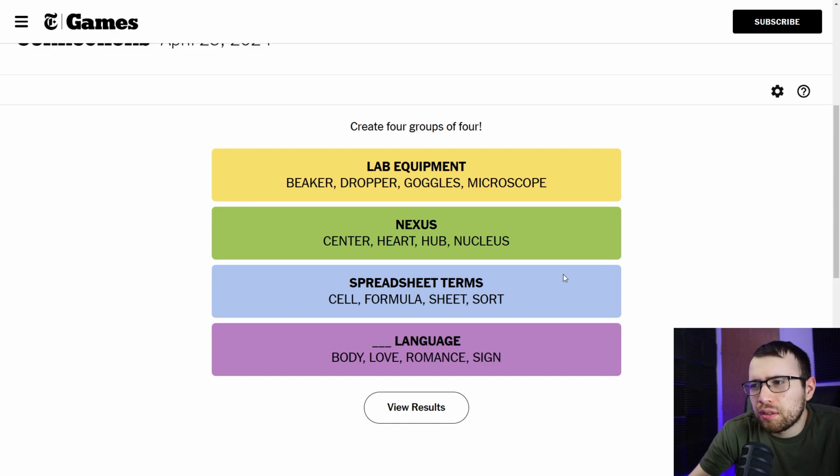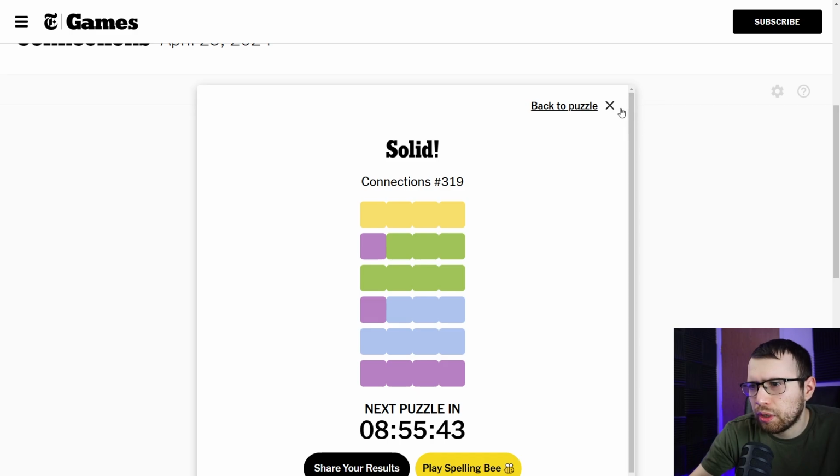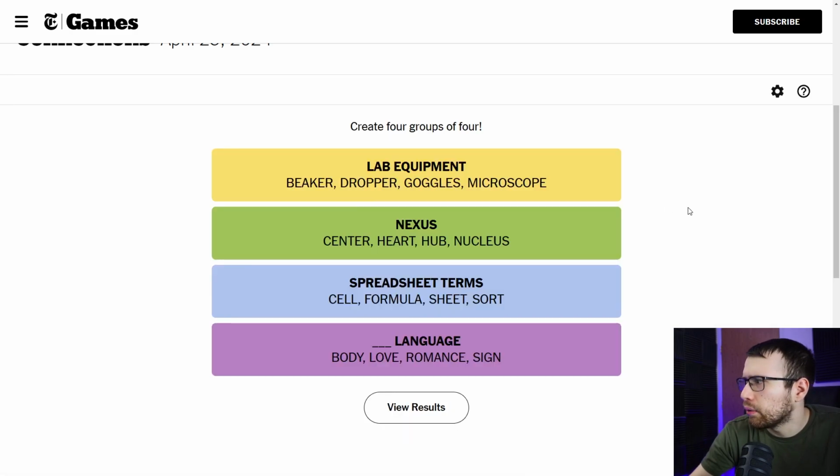I think, because body was on there, I was definitely hesitant to put in these center ones. So otherwise this would have been maybe a little bit quicker, but body kind of threw me off there. And then spreadsheet, not really knowing sort, definitely took me a while to just say, you know what, let's just go ahead and make a guess here. And I did have to use a lot of my guesses today. Maybe I only used 2, but anyway, there is Connections.